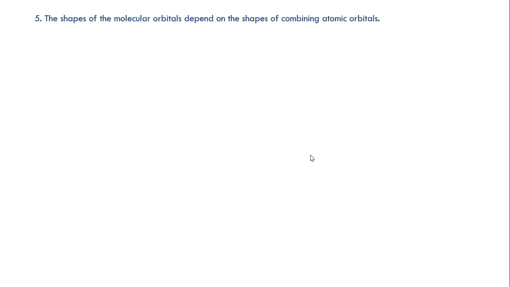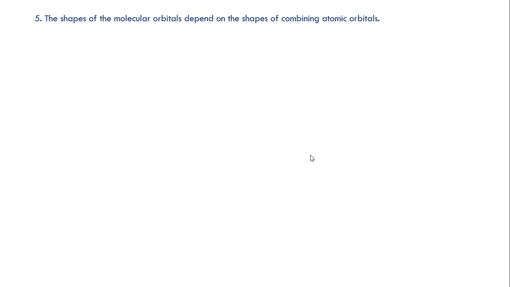And the shape of the molecular orbitals depends on the shape of the combining atomic orbitals. The atomic orbitals, as we already discussed, must have the same symmetry and same energy levels. Here we have to know the shapes of the atomic orbitals. We have s orbital, p orbital, and d orbital, and these have specific shapes.